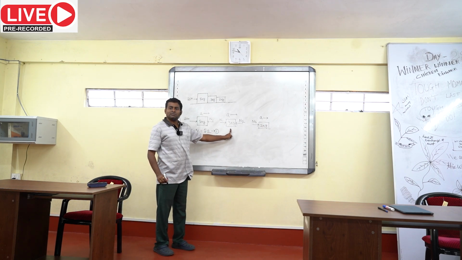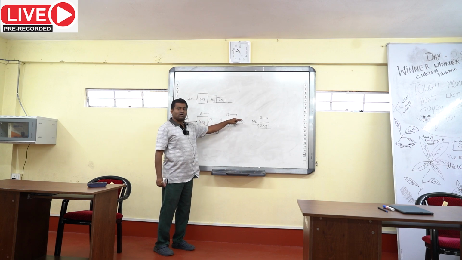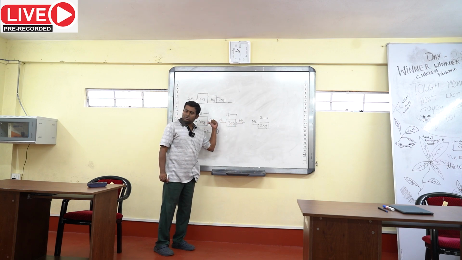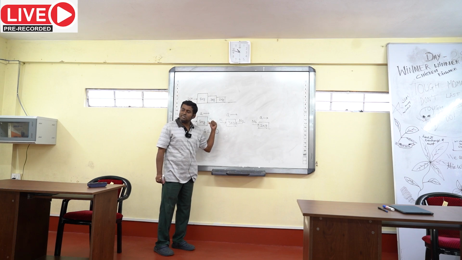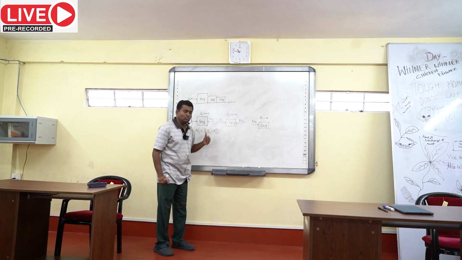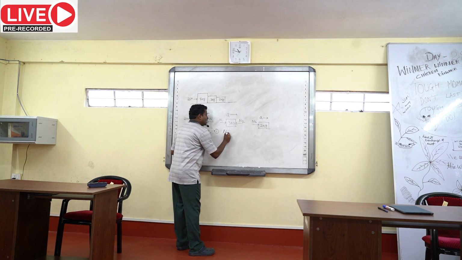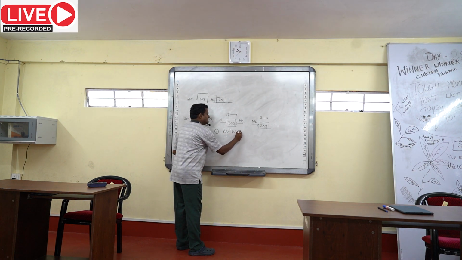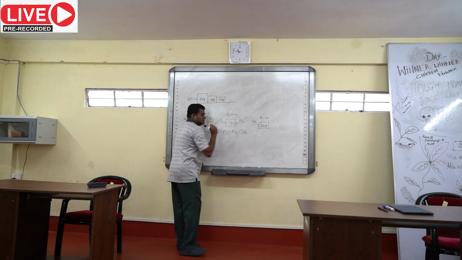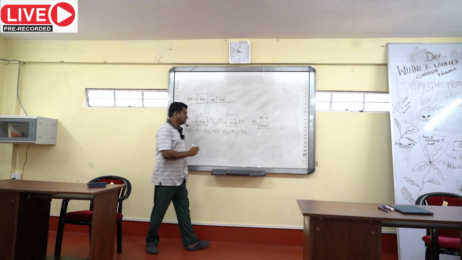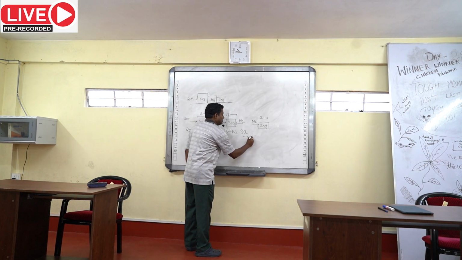Then come to the 3 kg block. N1 is along the direction of acceleration, N2 is opposite to direction of acceleration. So what is net force? N1 minus N2. So write N1 minus N2. That is 3 into A. Okay? So this is my second equation.